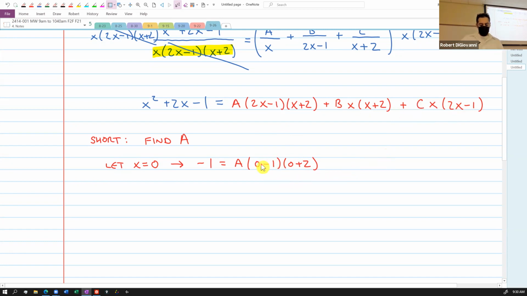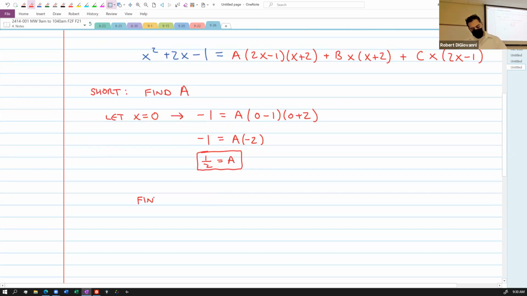So this is really -1 times 2, isn't it, right here? So this becomes -1 equals A times -2. I'll divide both sides by -2, and I will get 1/2 for A. I'm a third of the way there, right? I have A. Questions? Got to get B now.